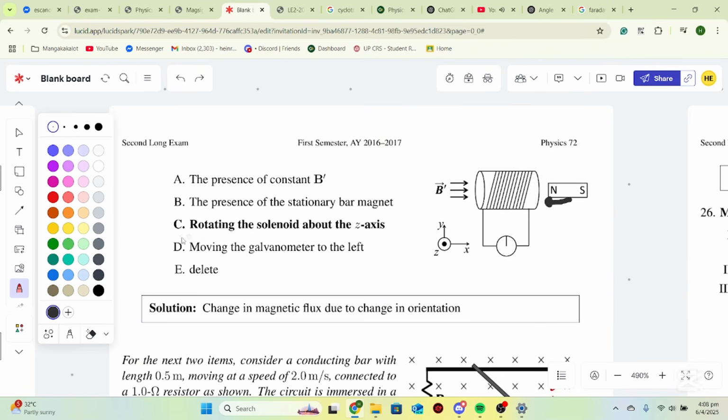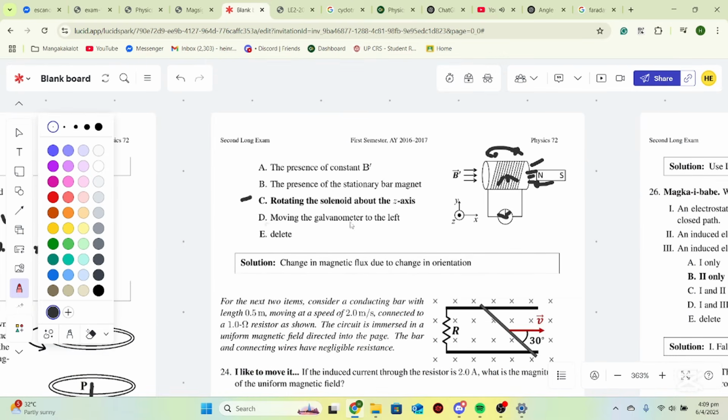Same thing, rotating the solenoid about the z-axis. If you rotate it like here, it's like you're moving it away from the entrance, so it's going to be deflected. But if you rotate it 90 degrees, it's on the side, which doesn't really affect it that much. Moving the galvanometer doesn't change anything. The presence of a stationary bar magnet, I don't know, but the presence of constant B doesn't matter.